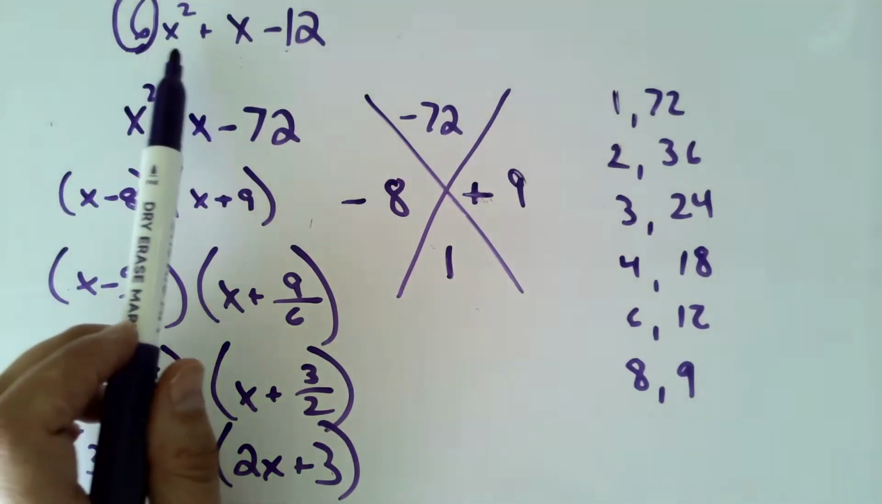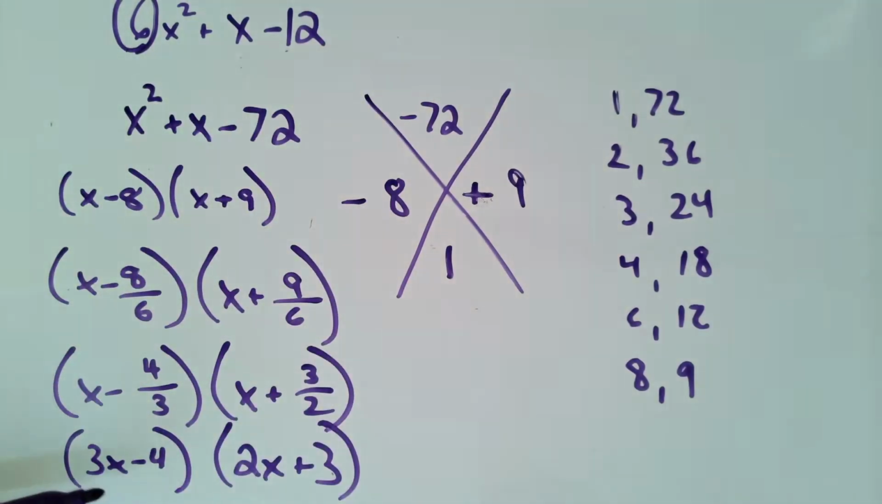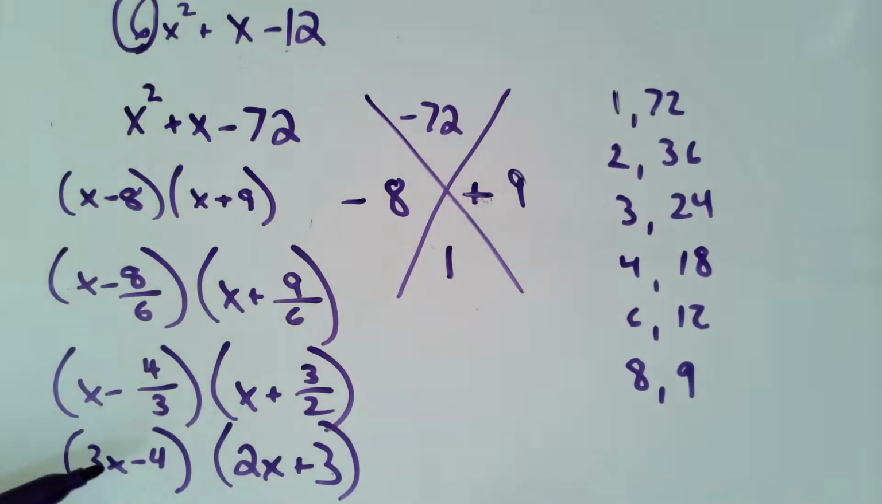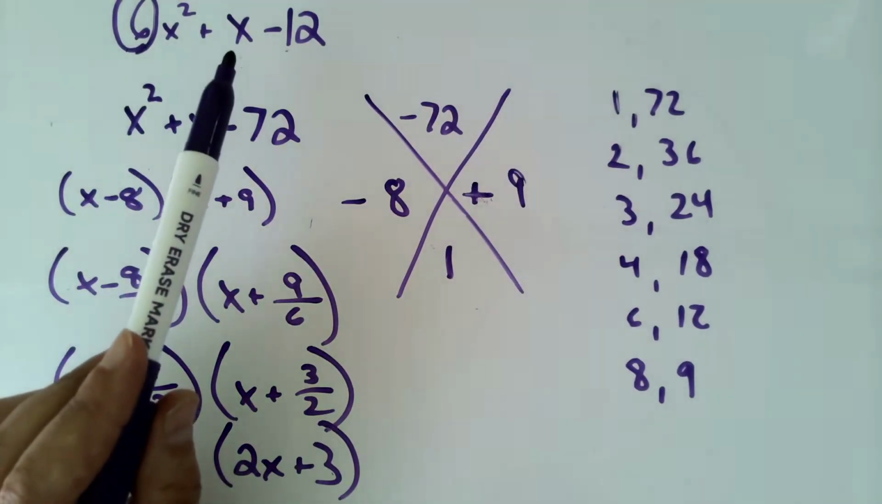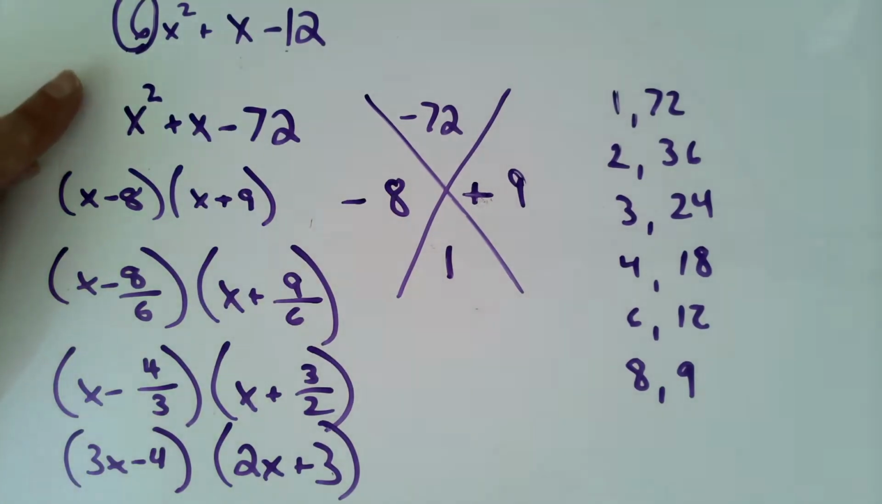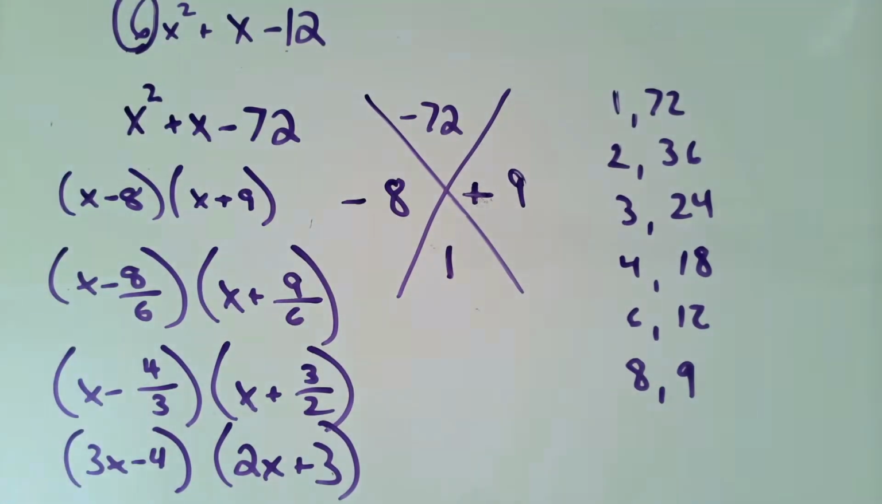And if I were to multiply that back out, the 3x times the 2x gets me my 6x squared. 3x times 3 is 9x. Negative 4 times 2x is negative 8x, coming together to be positive x. And finally, negative 4 times positive 3 gets me negative 12. So that's how the slide and divide method can help me when I have a coefficient of my x squared.